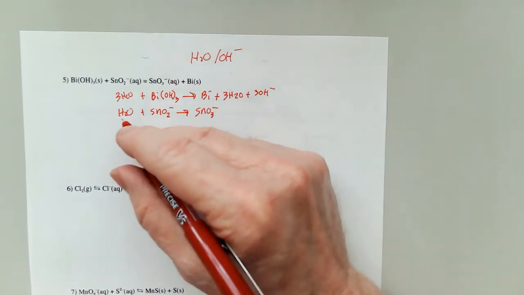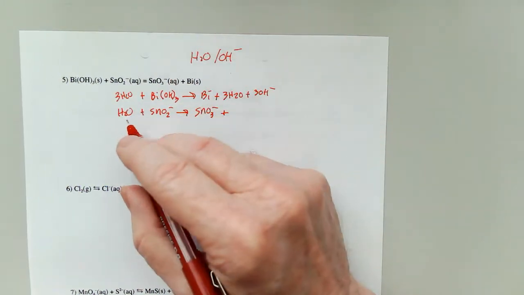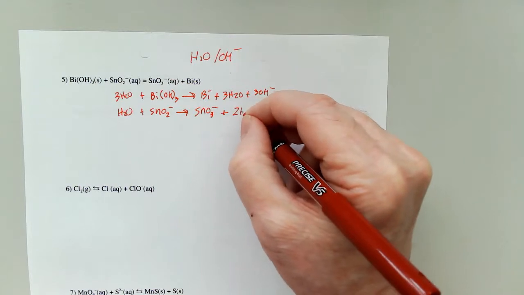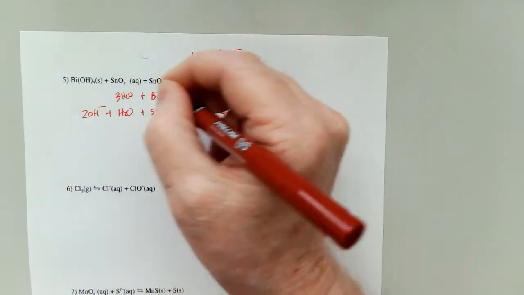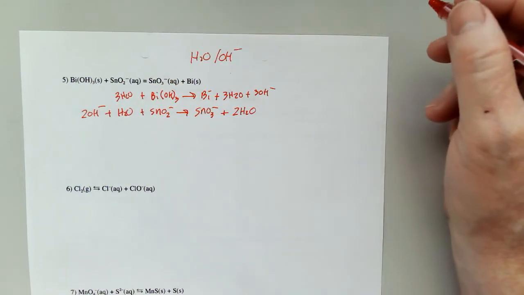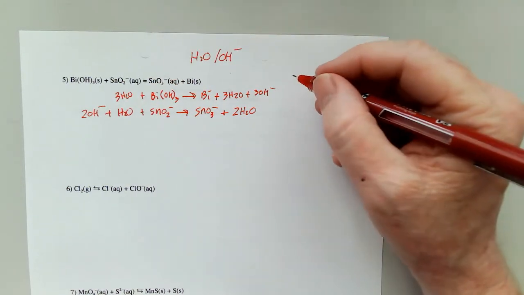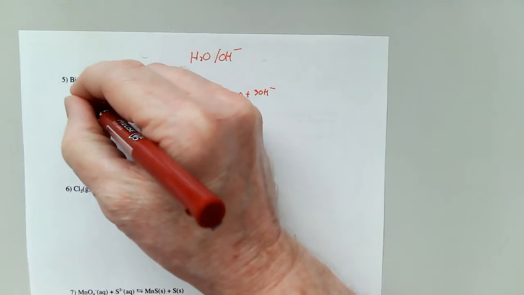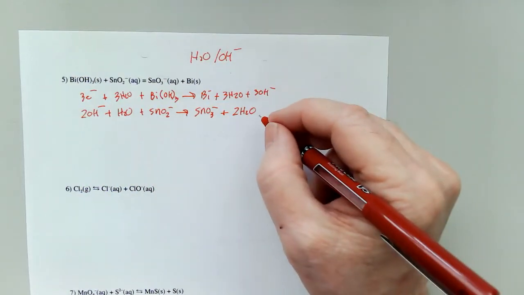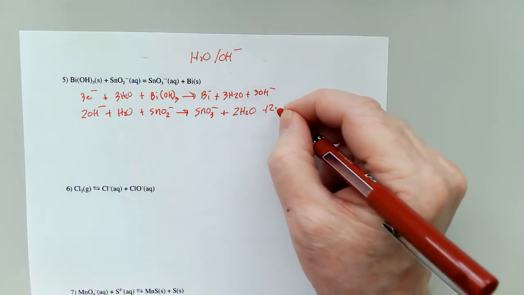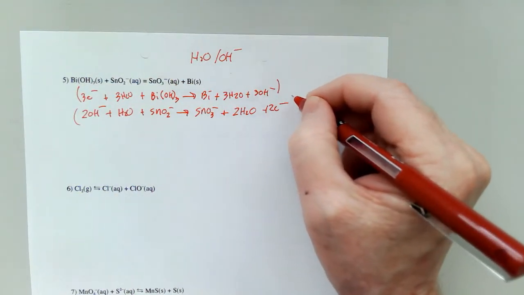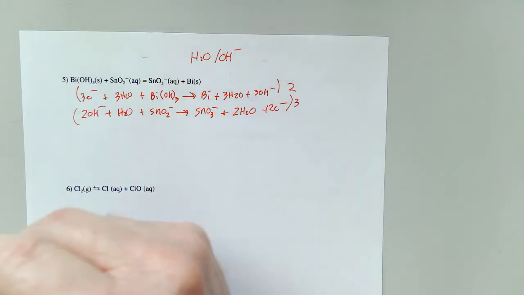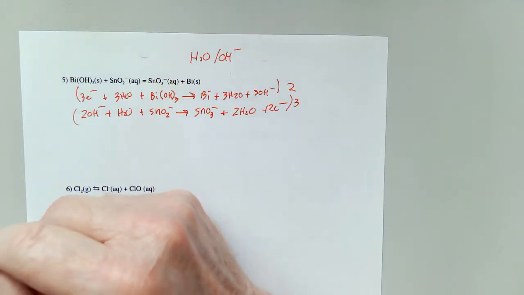Okay, so 2 hydrogens, so I'm going to add 2 waters and 2 hydroxides. All right, electrons. So I need 3 electrons here, and I need 2 electrons there. So I'm going to have to multiply everything on top by 2 and everything on the bottom by 3.